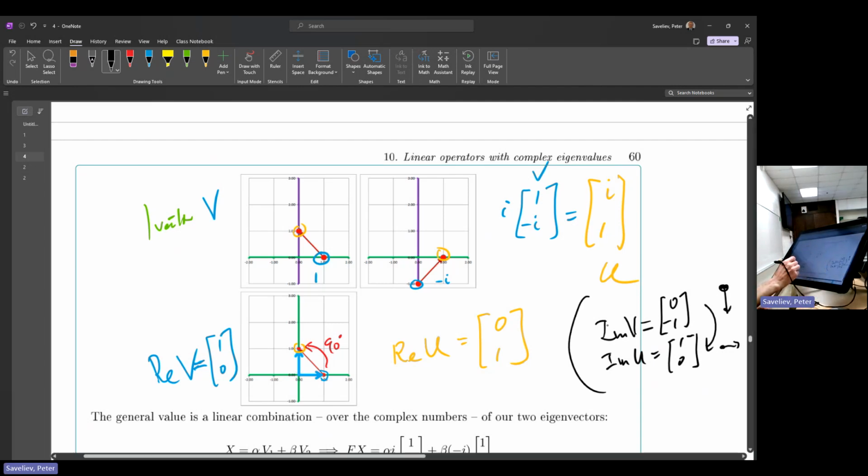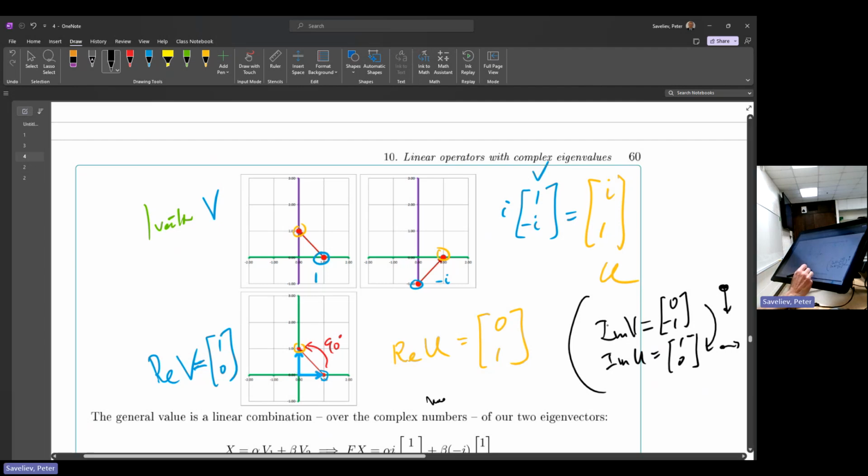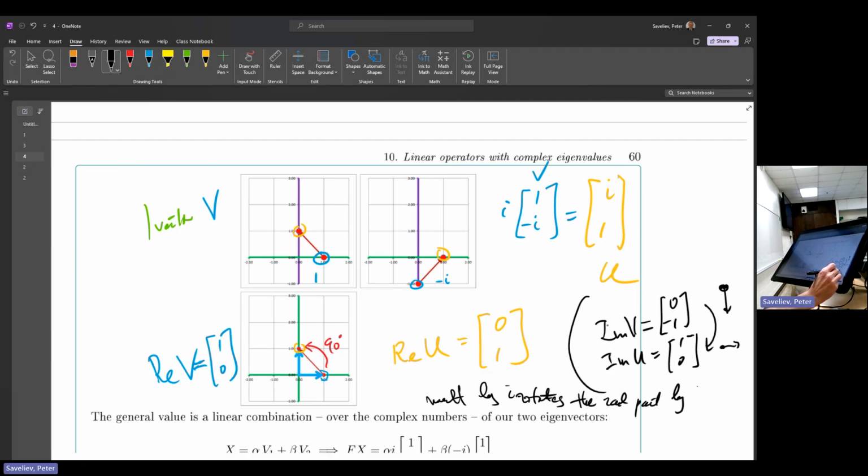Not that we care. We really care only about the real part. And we did confirm that if a vector is multiplied by i, at least its real part, so multiplication by i rotates the real part by 90 degrees. That's what we have discovered here. You can always rotate both parts by π over 2, even though we don't really care about the imaginary part. We don't, but yeah, it does.